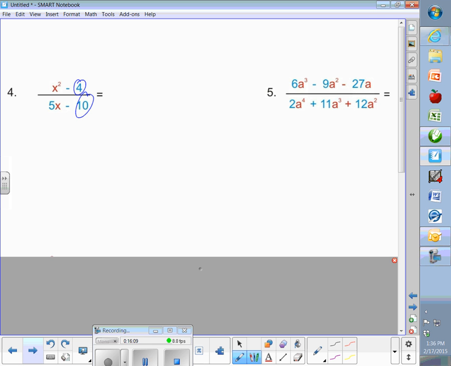You can't. The 4, it's a negative 4. It's tied into the x squared, and the negative 10 is tied into the 5x. You can't, you can't, you can't. However, I can factor the top.